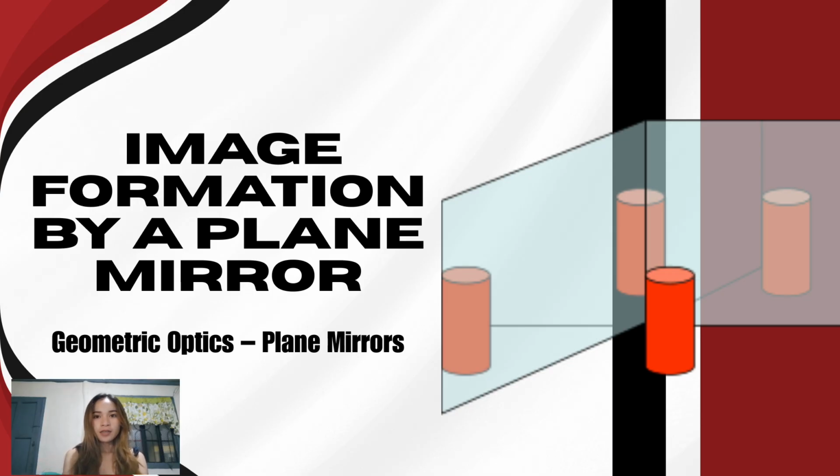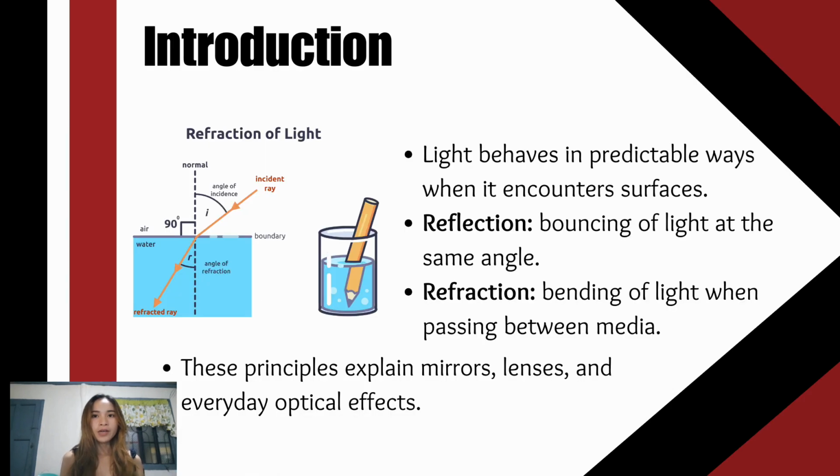So now let's begin. Before we talk about mirrors, we first need to understand how light behaves. Light travels in straight lines, and when it reaches a surface, it can either be reflected or refracted. Reflection happens when light bounces off a surface. Like when we look into a mirror, the angle at which light hits the surface is equal to the angle at which it bounces back.